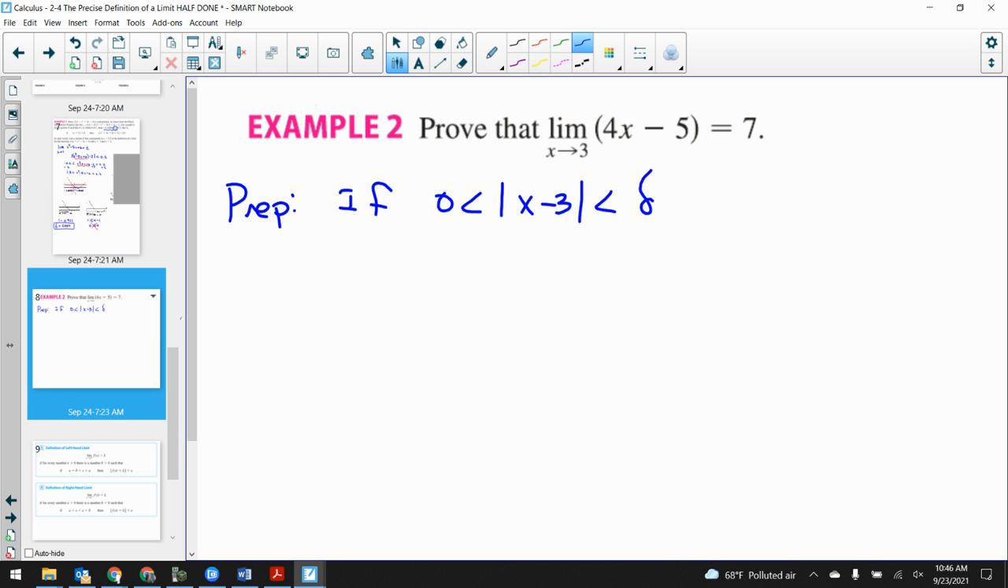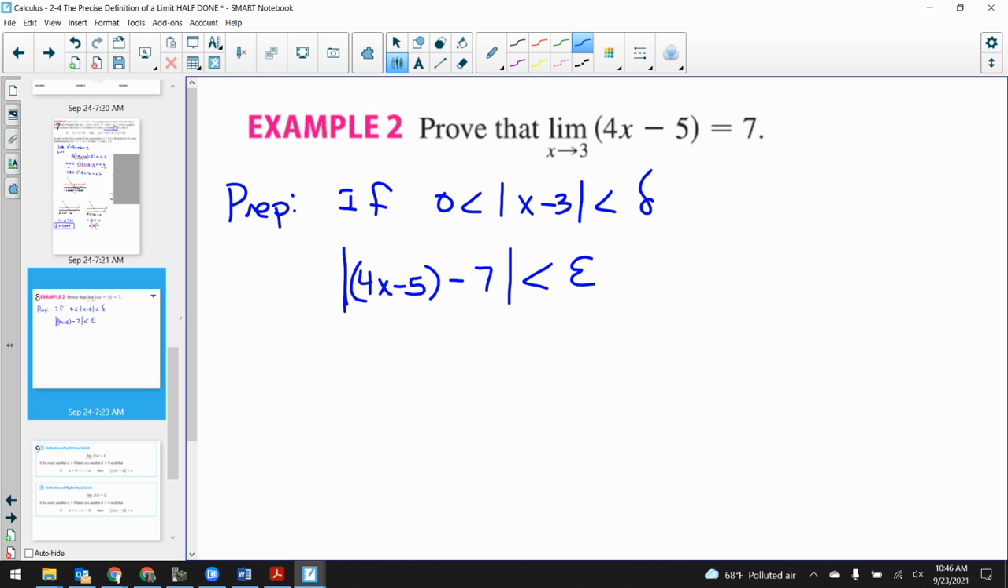Okay, so if we know that's true, then the absolute value of (4x minus 5) minus 7 has to be less than epsilon. I almost like to put this in parentheses. What is that? That is the output compared to the limit. I want to get closer and closer. I want to decrease the size of this thing. I want the difference to get to 0 eventually. I want to minimize the difference here. I want to make that smaller and smaller by way of making this smaller and smaller.